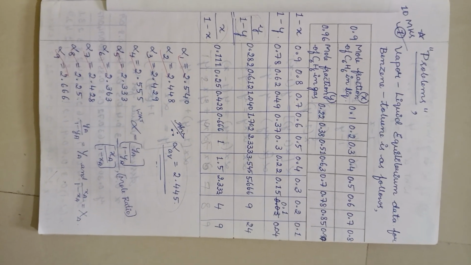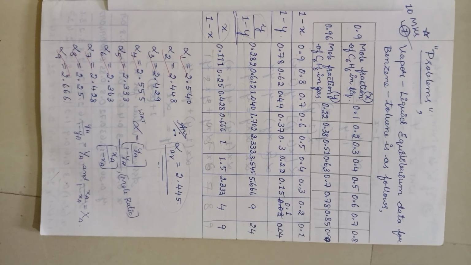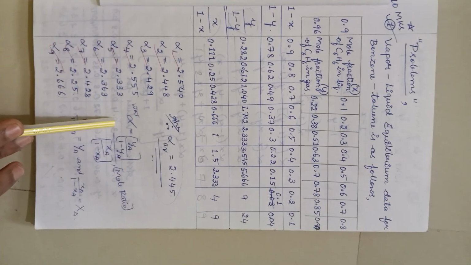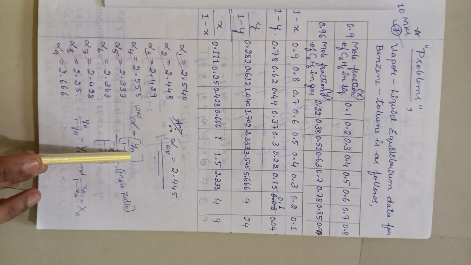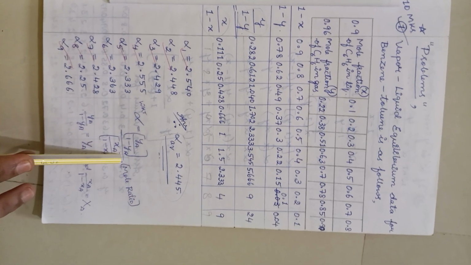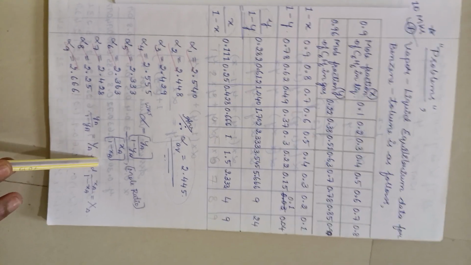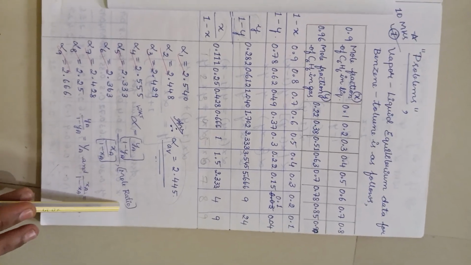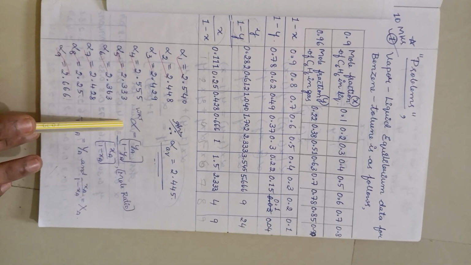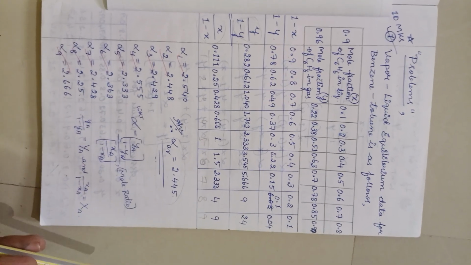So for finding out relative volatility, we have the formula here, that is given by alpha equals YA divided by 1 minus YA, whole divided by XA by 1 minus XA. So this is the mole ratio called relative volatility represented by alpha.